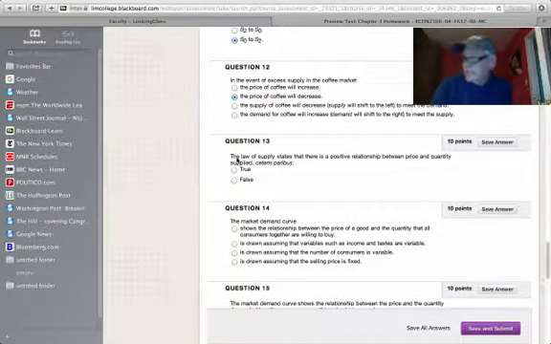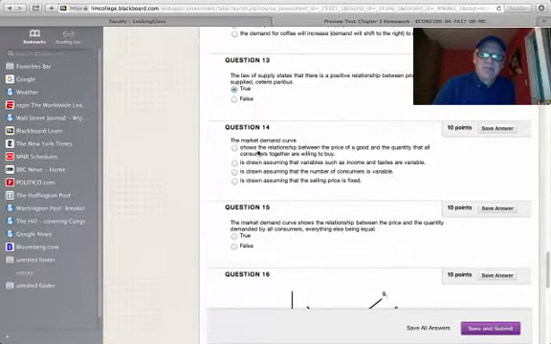Question 13, what we got here? The law of supply states there's a positive relationship between price and quantity, right? Again, this is ceteris paribus, all things else being the same. So there is a positive, upward going line, right, with the supply curve. So this is true.